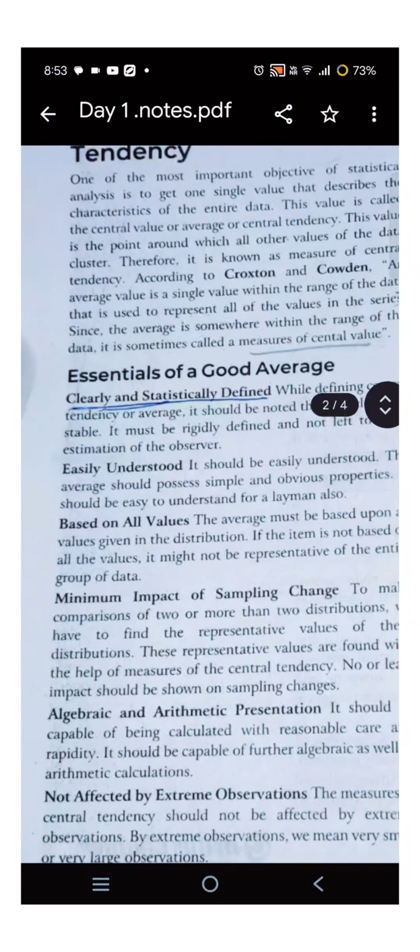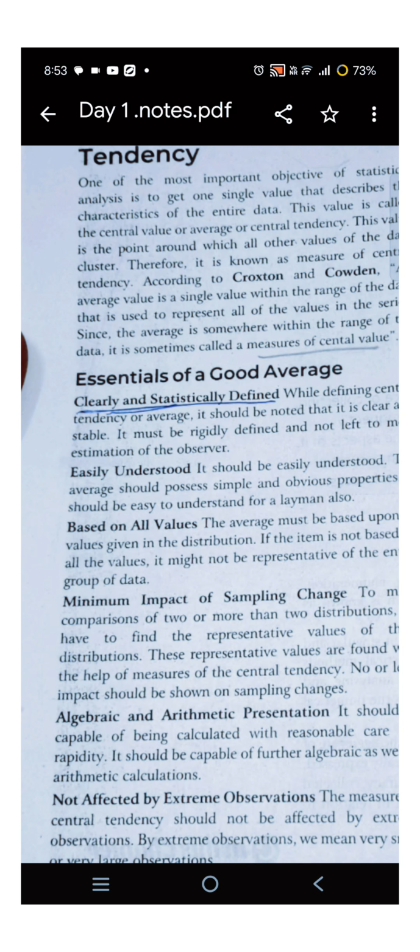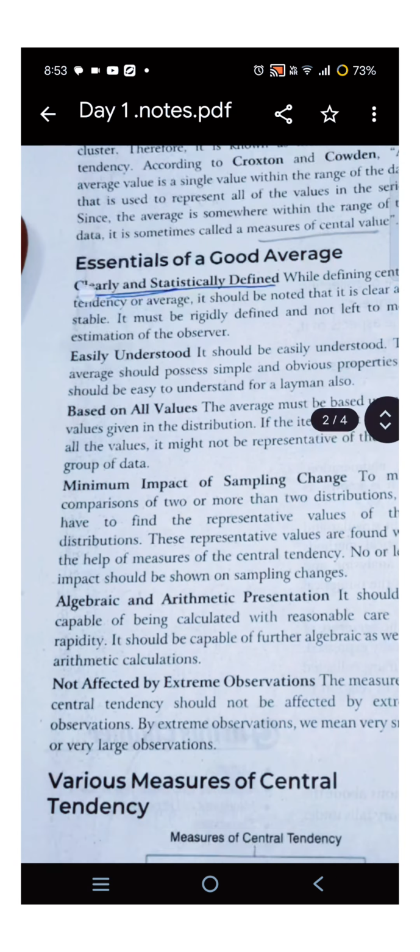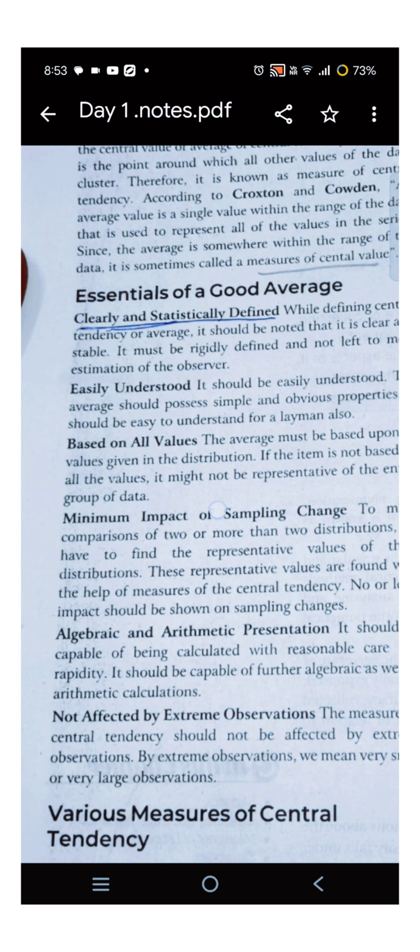There are six points mentioned. Just note down the important points: clearly and statistically defined, easily understood, based on all values, minimum impact of sampling change, algebraic and arithmetic representation, not affected by extreme observations. These are the important points.